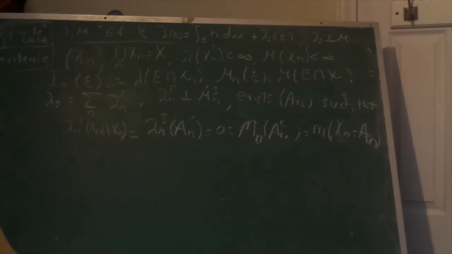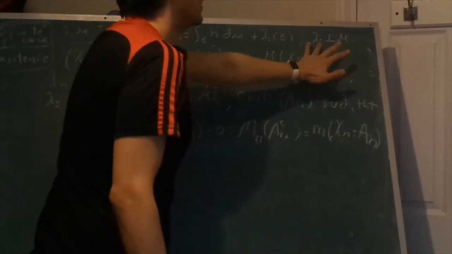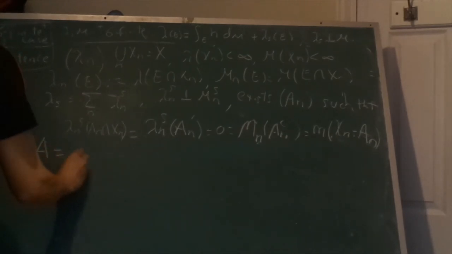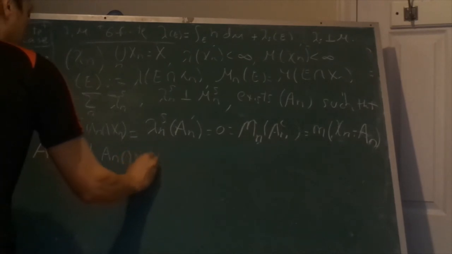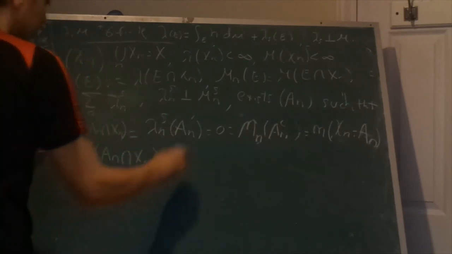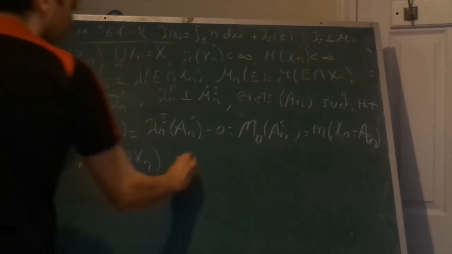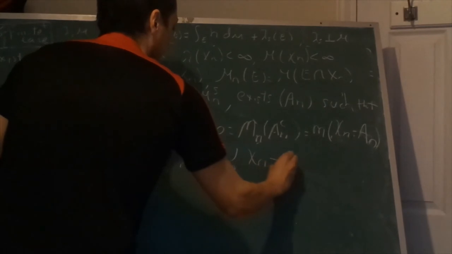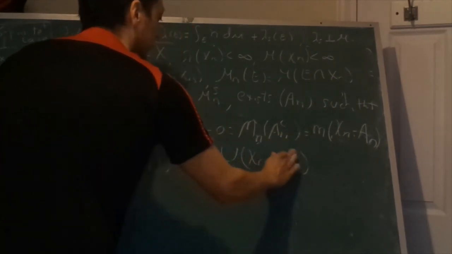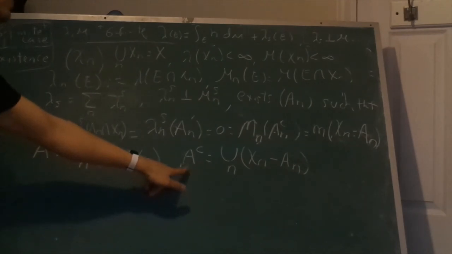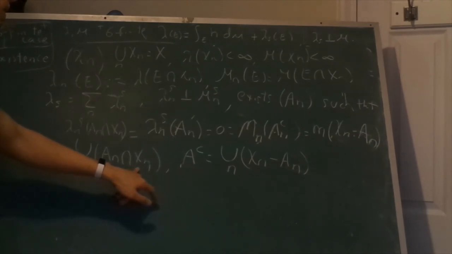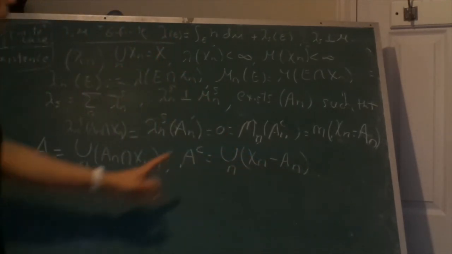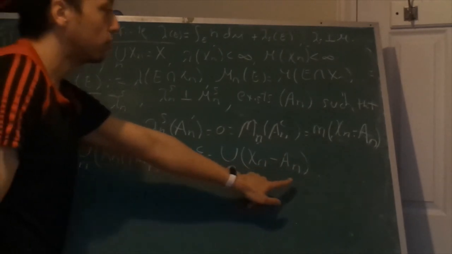So, what's the candidate to be a decomposition such that lambda s of A is 0 and mu of A complement is 0? Well, again, we're kind of forced to do this. A will be this union, and A complement will be this union. It will be a decomposition. A union A complement will be X, because the union of all these Xn is X. So, notice that mu on A complement is 0, because it's 0 on every one of these.